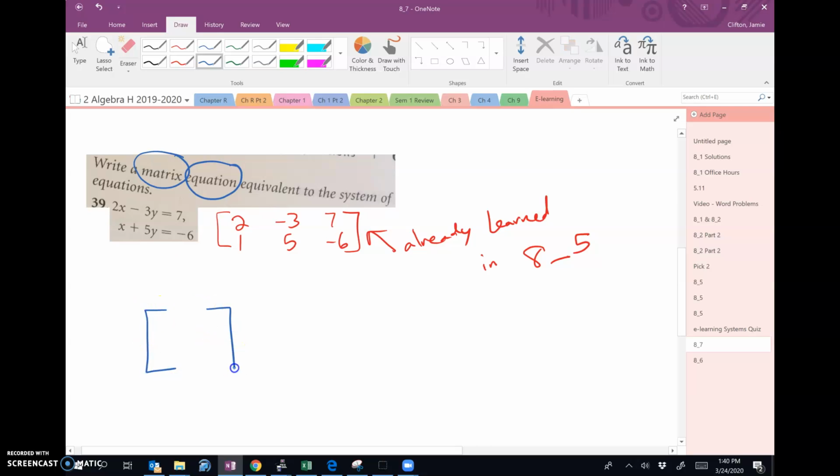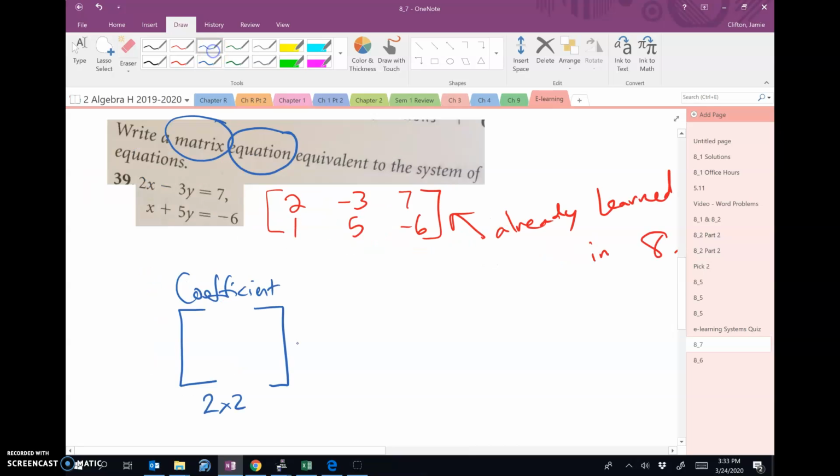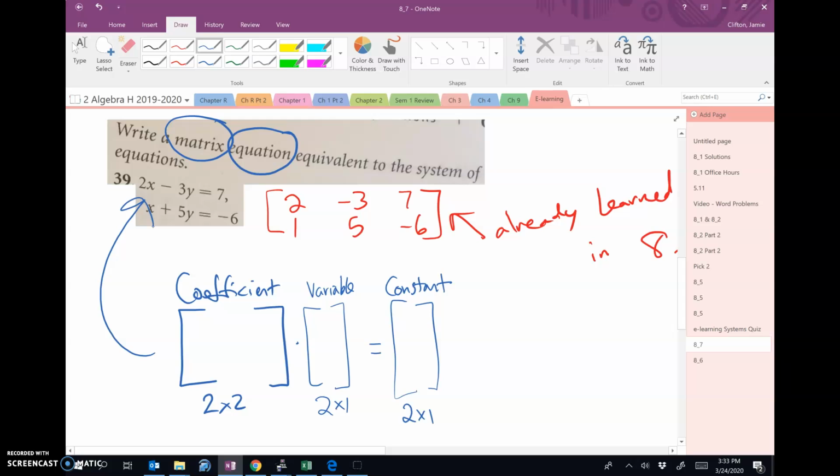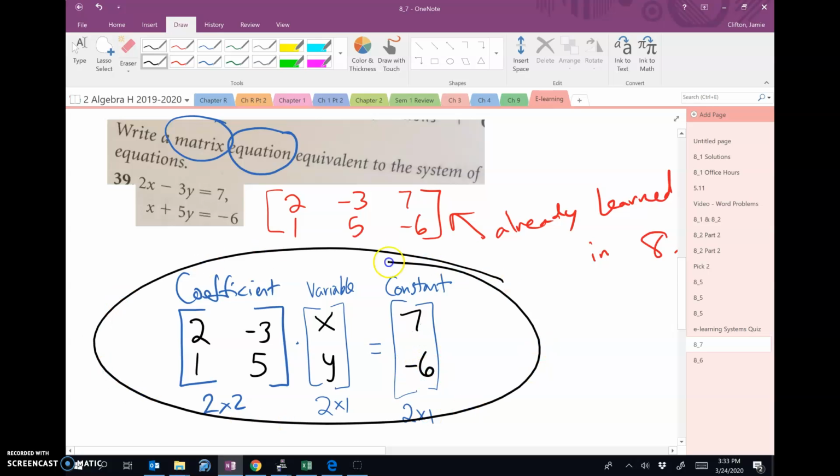Here's what it's going to look like. It's going to be a 2x2 matrix, which we're going to call our coefficient matrix, times a 2x1 matrix, which we're going to call our variable matrix. And since it's an equation, there is an other side. That other side equals a 2x1, which we're going to call our constant matrix. So this matrix equation is going to be a coefficient times a variable equals a constant. You're going to put all your coefficients in, 2, -3, 1, 5. You're going to put your variables in. X is on top, Y is on bottom. Constants on the other side. And this is the answer.